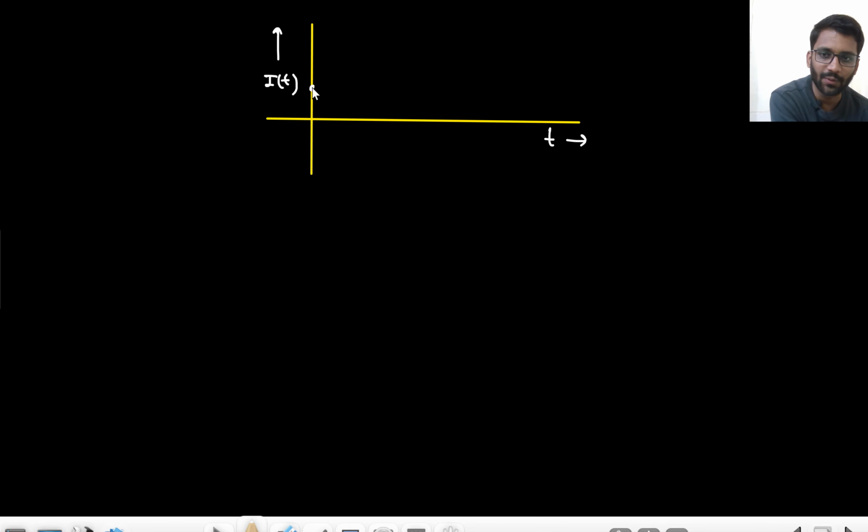So it will start from some value I naught and will go down to 0 with some oscillations. Now we don't really know whether the oscillation will be negative or always positive, so you can't really comment on that. But one thing you know, there will be some oscillations and then it will go down to 0. So I will make the graph like this. This is how the current waveform will look. It will start from I naught.